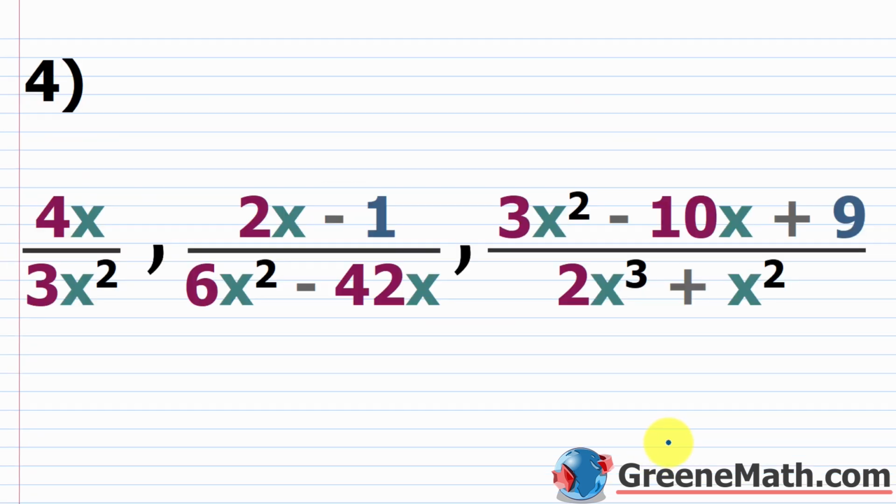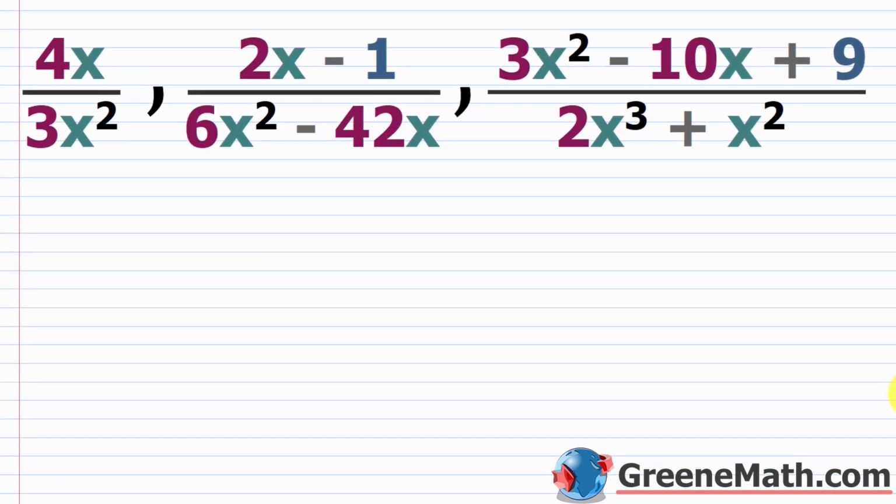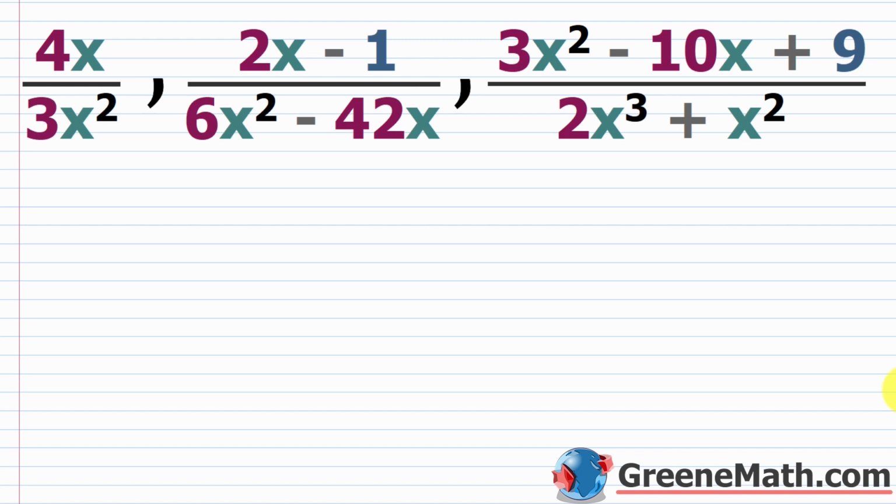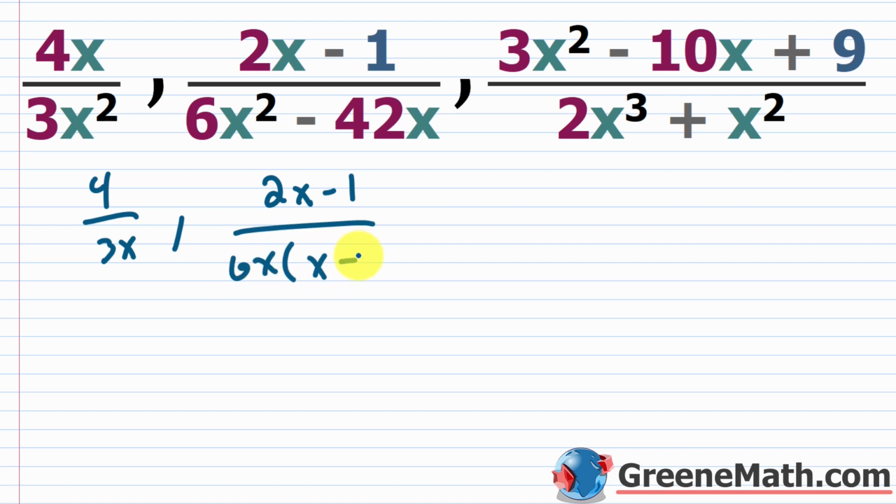All right, let's look at problem number 4. So we have 4x over 3x squared. So immediately I can cancel an x. So I could say this is 4 over 3x. This guy, we have 2x minus 1 over. I could pull out a 6x. That would give me x minus 7. And then this guy up here, let's see, we have 3x. Let me make that better. So we have 3x here, and we have x here.